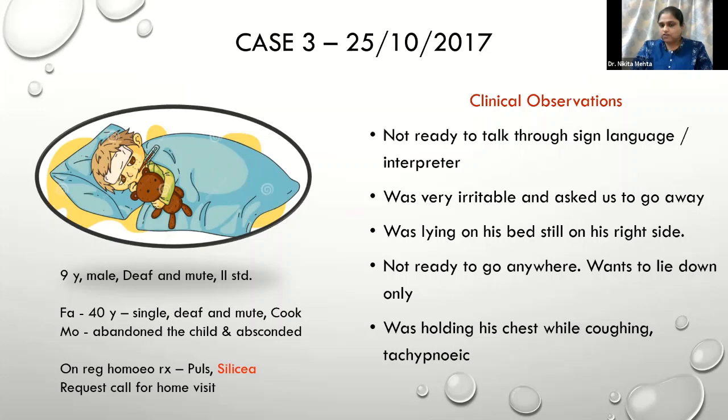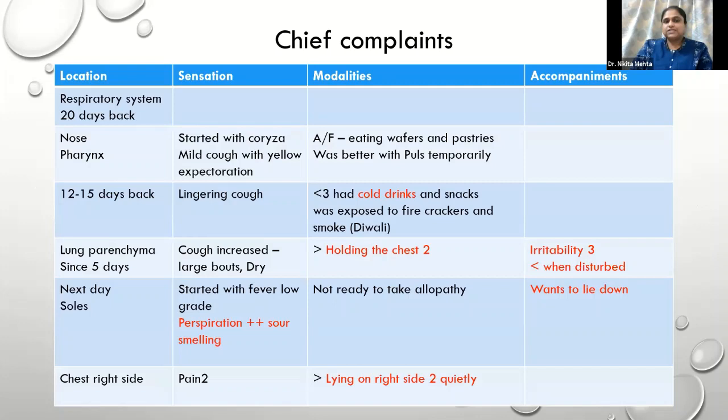What happened was, 20 days back, there was a birthday party at the center and they had wafers and pastries, after which he started with coryza, mild cough and yellow expectoration. Pulsatilla was given and he was better. But then he had a lingering cough, and in that lingering cough, Diwali came up. So he had cold drinks and snacks in the afternoon. Then he was exposed to firecrackers and smoke.